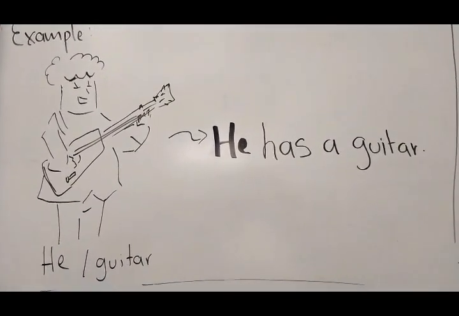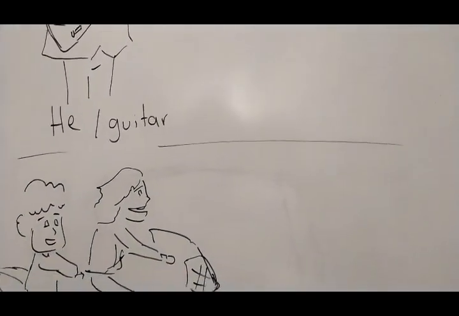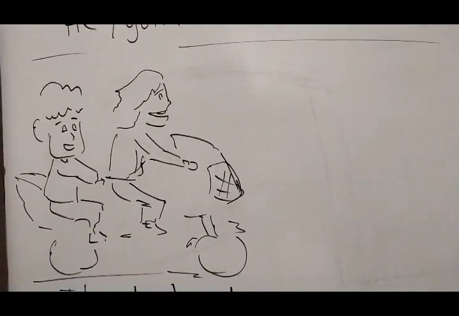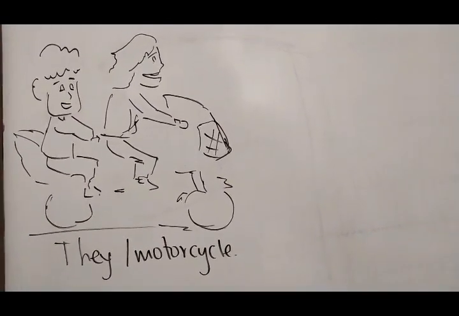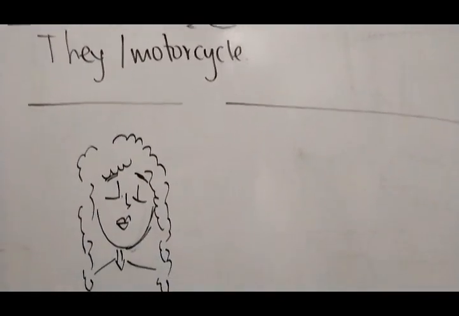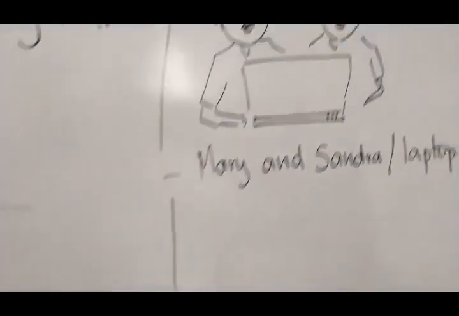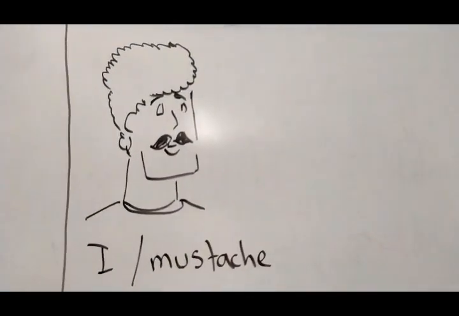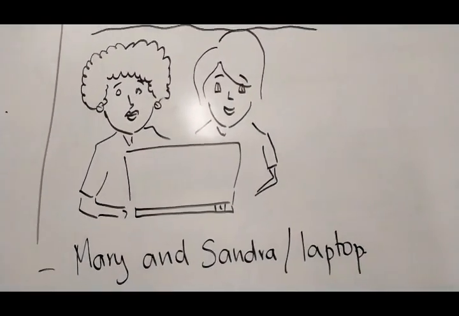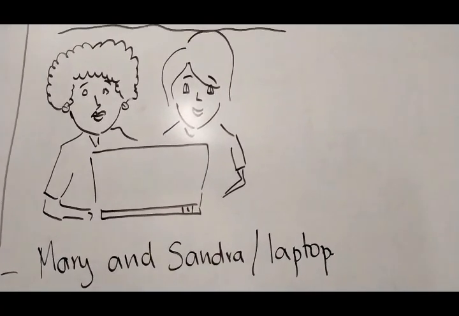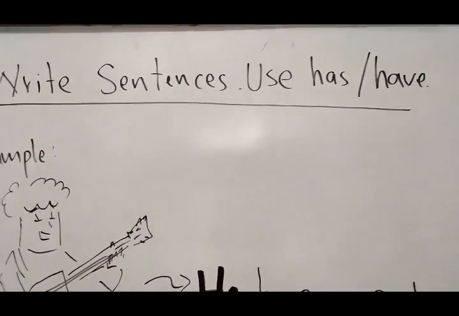So I'm going to show you the other examples. You are going to pause the video, organize your activity, and participate by answering in the comments of this video. So, they, motorcycle. Here we have Carla, long hair. I, mustache. And finally we have Mary and Sandra, laptop. So complete this activity and participate in the comments of this video.